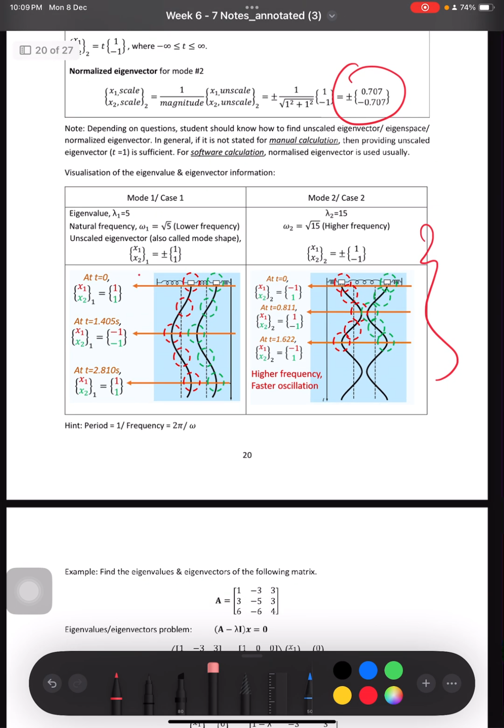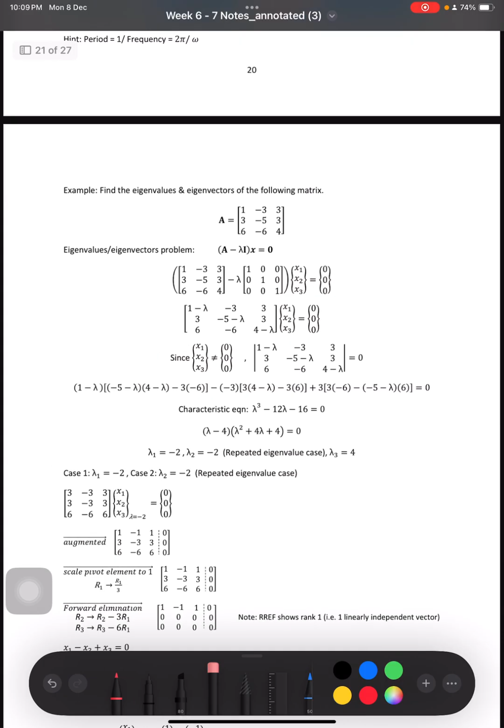Alright, now let's look into the 3 times 3 matrix. The 3 times 3 matrix is the one that we are interested in. So assuming that this matrix is the homogeneous form of the equation, first we need to find the eigenvalue and eigenvector for this matrix. What you need to do first is form this: A minus lambda I, multiplied by x, equivalent to 0.